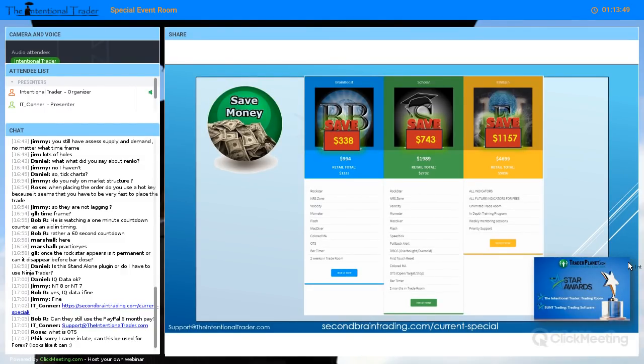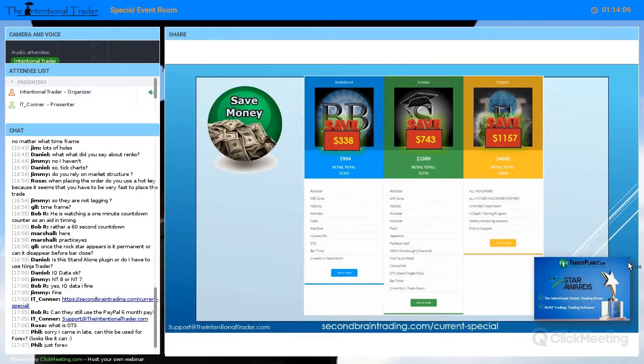Yeah, a lot of people use it for Forex. Yep, a lot of people do. Do you trade just Forex or Forex and futures? Because we have a version that works just on Forex, and then we have a version that works on both. So ask Connor about that if you want to look at the Forex version. You can just send to the support at theintentionaltrader.com and we can get back to you on that.